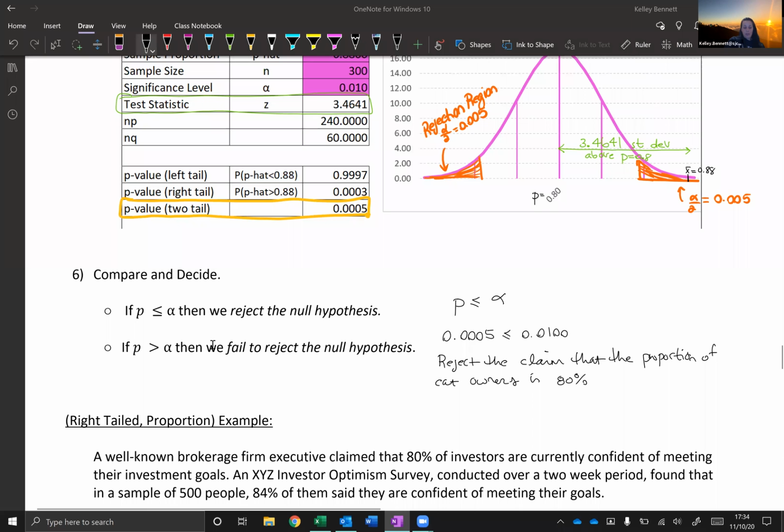All right, we've got two more examples. We've got one more example with the proportion that's right-tailed, and then we're going to do another example with just some raw data.